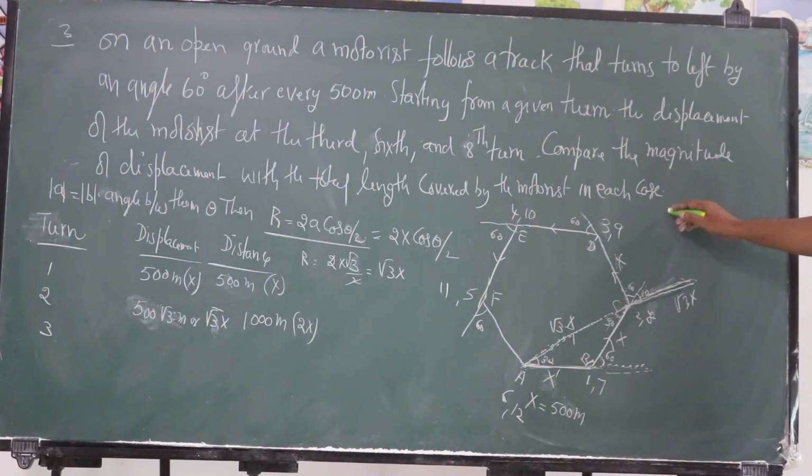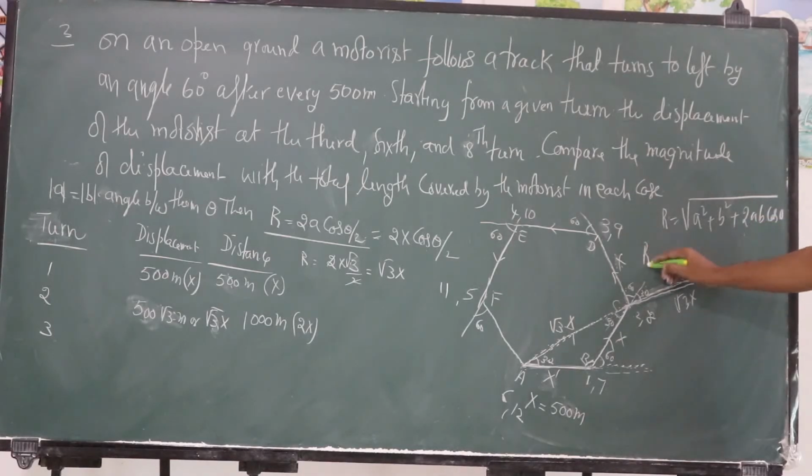By using the parallelogram law. The resultant is the square root of a square plus b square plus 2ab cos theta. I am using this formula. So I want the resultant.